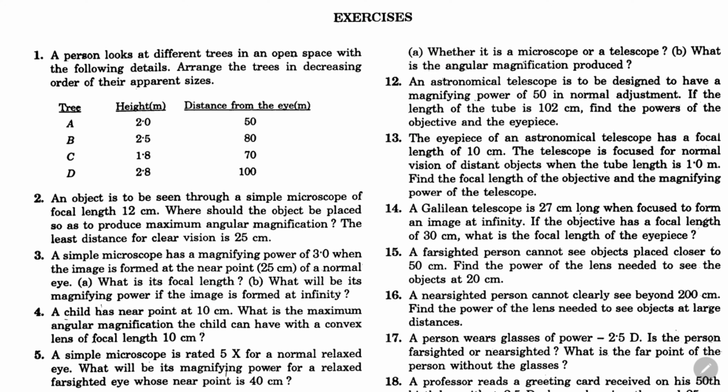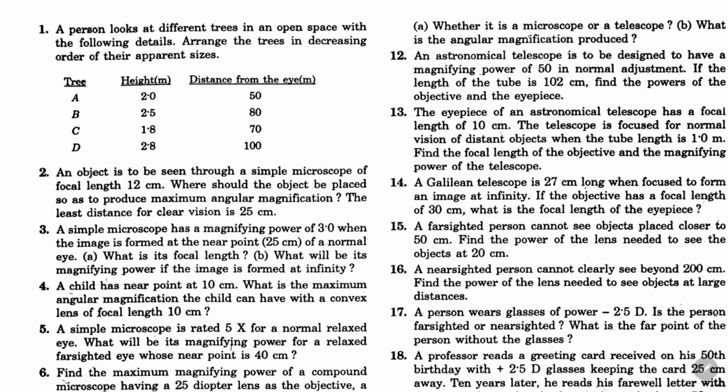Okay, now let's start with the questions. So in the first question, there is a person who looks at different trees in an open space with following details. Now we need to arrange the trees in decreasing order of their apparent sizes.